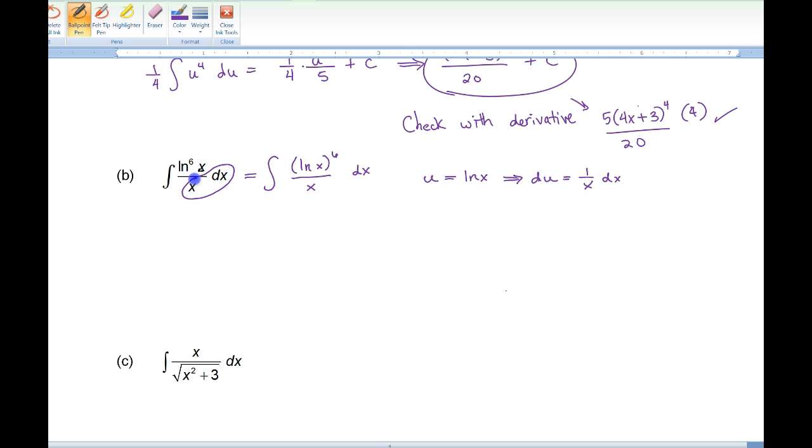Right here is 1 over x dx. Let me just rewrite it for those of you that want to see it. So I can just change the way it looks, but these two mean the same thing, right? ln of x to the 6 times 1 over x dx. And then you can see, hopefully, clearly, that that's du, and that would be u to the 6.